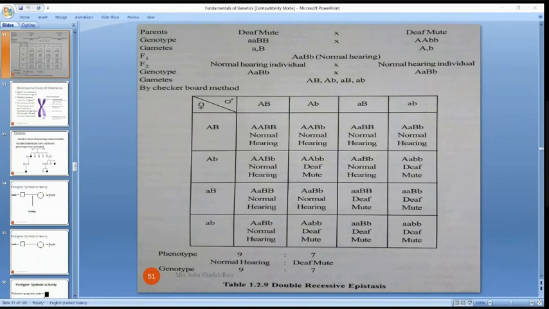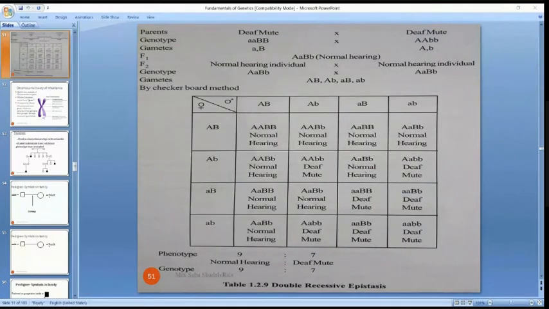So here the normal 9:3:3:1 ratio will be changed, and you will observe that 7 parts acquire the recessive trait. So the ratio will be 9 dominant to 7 recessive. Understood? As we have seen in the case of the double dominant, the ratio was 15:1.